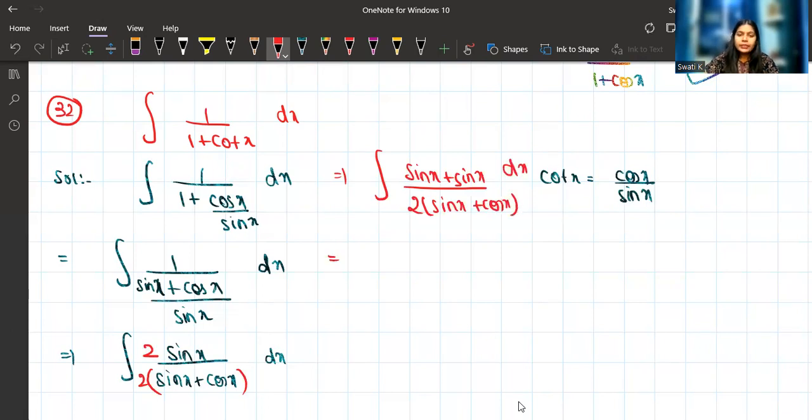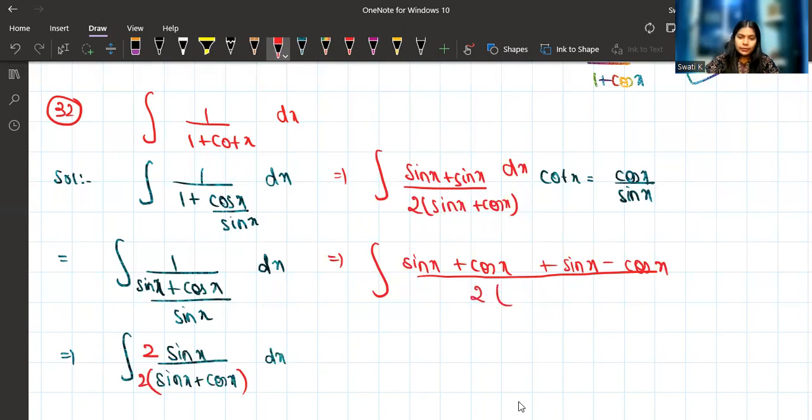Now in the numerator, I'm again going to do something. So sin x and this plus sin x as it is. Here I'm going to do plus cos x and minus cos x. Remember, it is plus minus, so no effect on your question. And then in the denominator, we have this 2 sin x plus cos x as it is. And then, of course, dx.